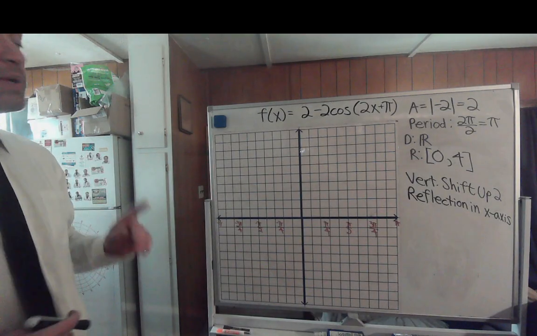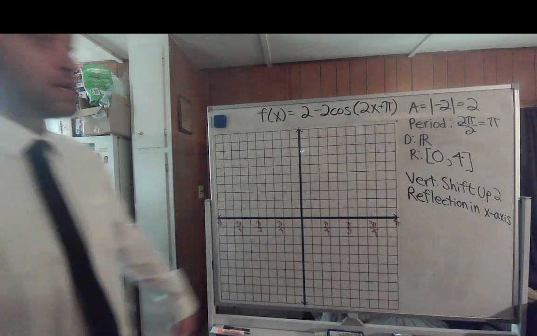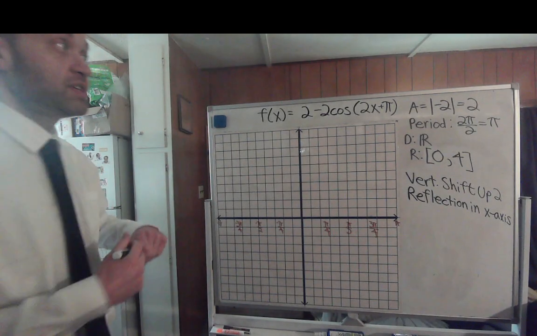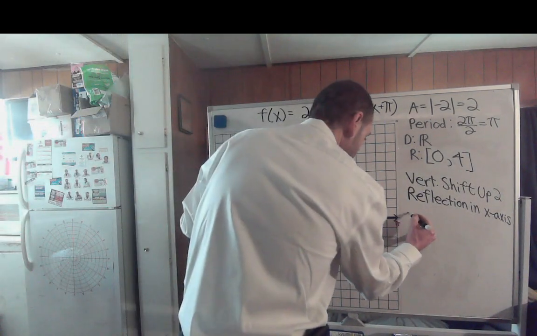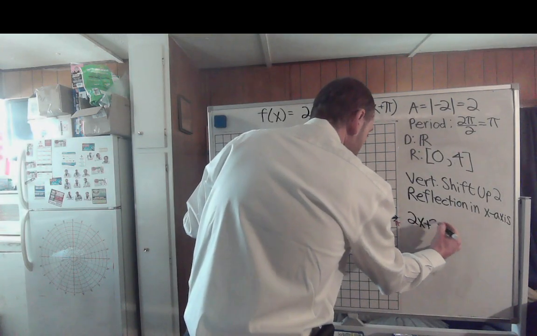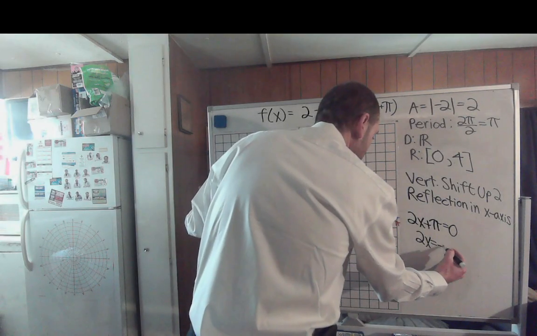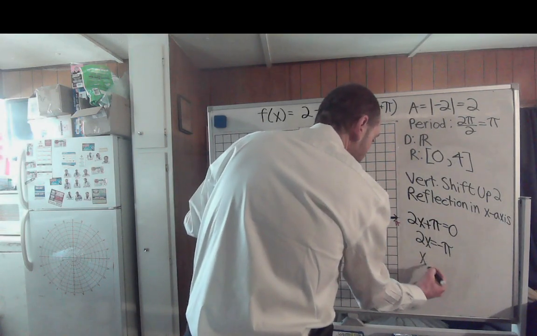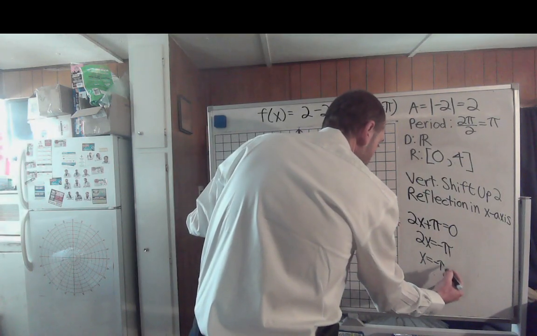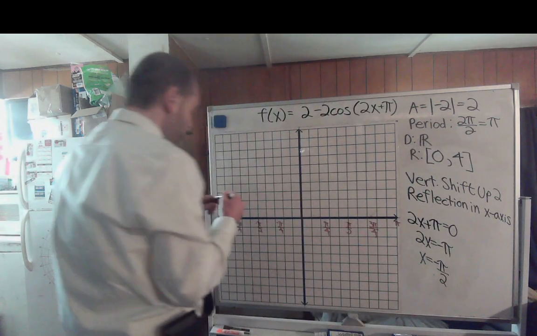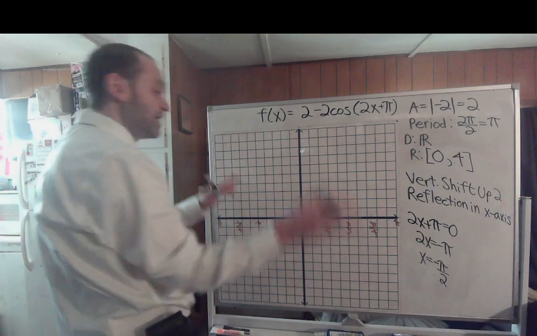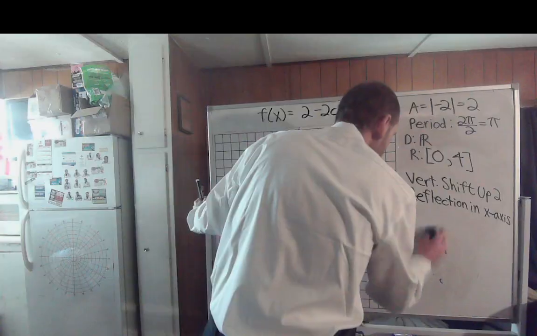So the only thing we haven't dealt with yet is the horizontal shift. If you take that 2x plus pi, set it equal to 0, you end up getting that 2x equals negative pi, which would give you that x equals negative pi over 2. So we have a horizontal shift left pi over 2 units this time.